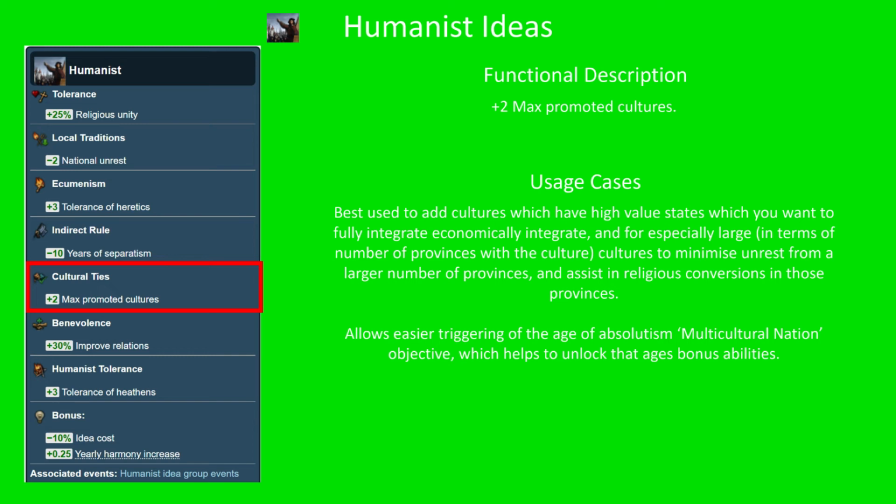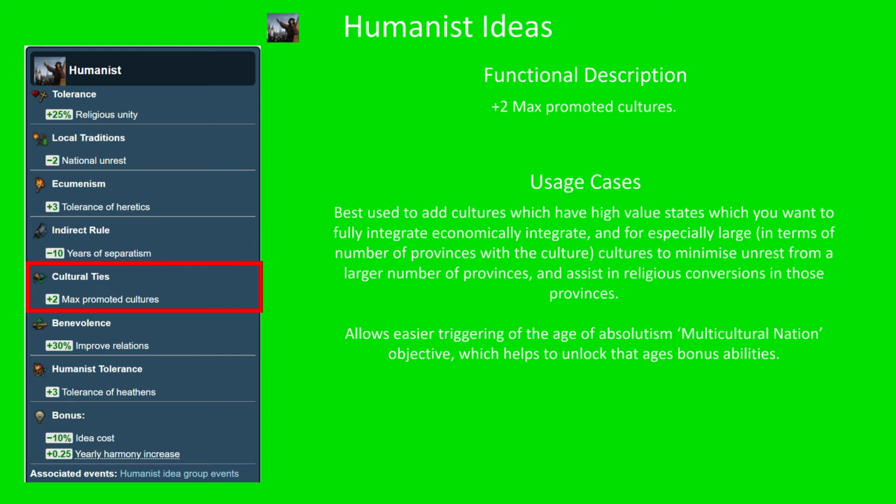Cultural ties. Cultural ties provides +2 max promoted cultures. How do you best use this? Well, it's best used to add cultures which have high value states when you haven't already used up to your state limit, and such states that you want to fully economically integrate into your nation.